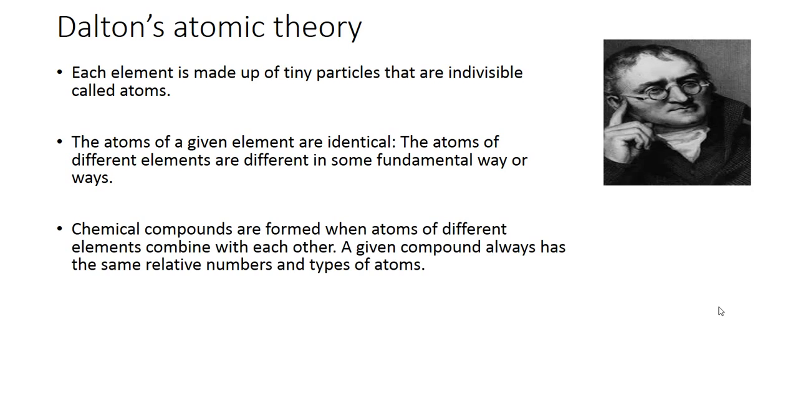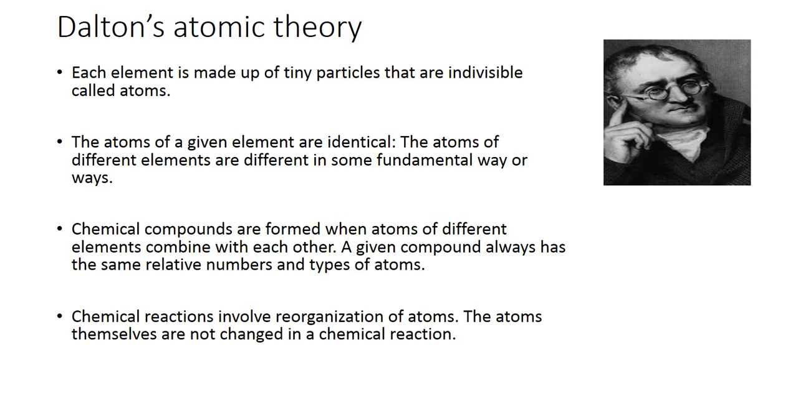Another statement is that chemical compounds are formed when atoms of different elements combine with each other. A given compound always has the same relative numbers and types of atoms. You can see that this is similar to the law of definite proportion that we just discussed in the previous slide.